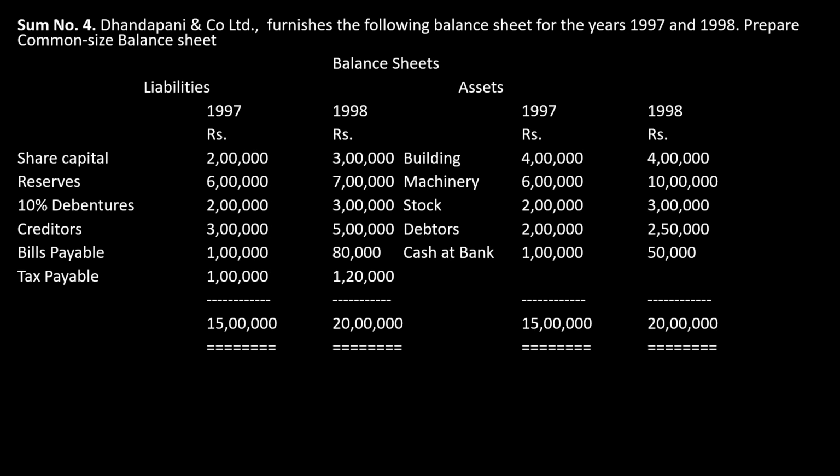Now, let us see sum number 4. The sum number 4 is for Dandapani Company Limited. It furnishes you the balance sheet for 2 years, that is 1997 and 1998. For 1997, the list of assets and liabilities are there. For 1998, the list of assets and liabilities are there.